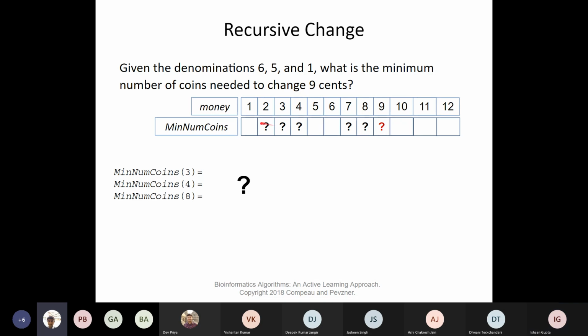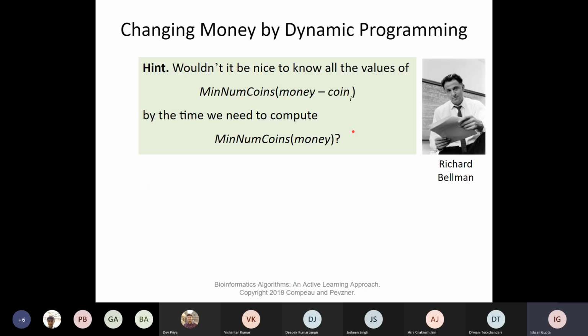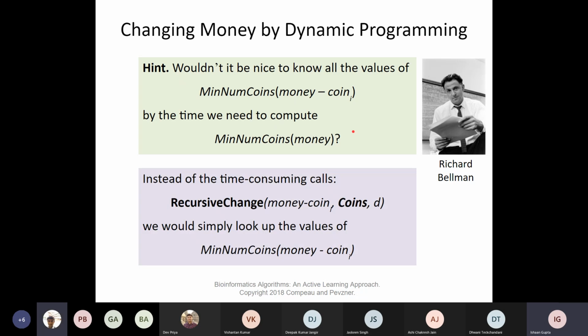right? So when you go for 3, you'll have to solve for 1, you'll have to solve for 2, you'll have to solve for 1, right? When you solve for 8, then you'll have to solve for 7, you'll have to solve for 6, you'll have to solve for 5, right? All these different kinds of cases. So what Richard Bellman suggested is that instead of recursively calling the functions, which takes a lot of time computationally, let us just solve the minimum coins problem for all the possibilities.